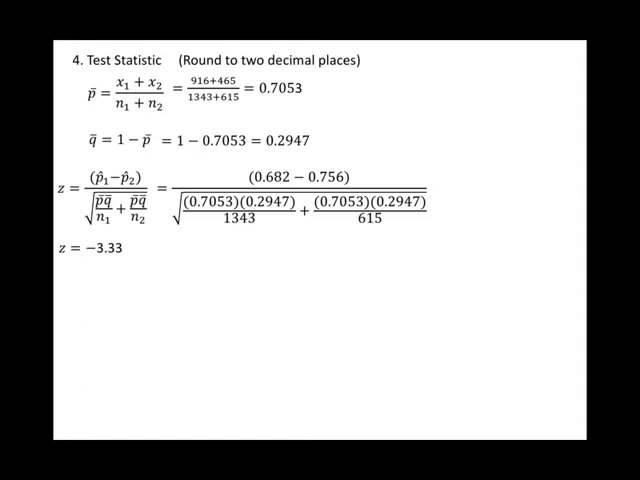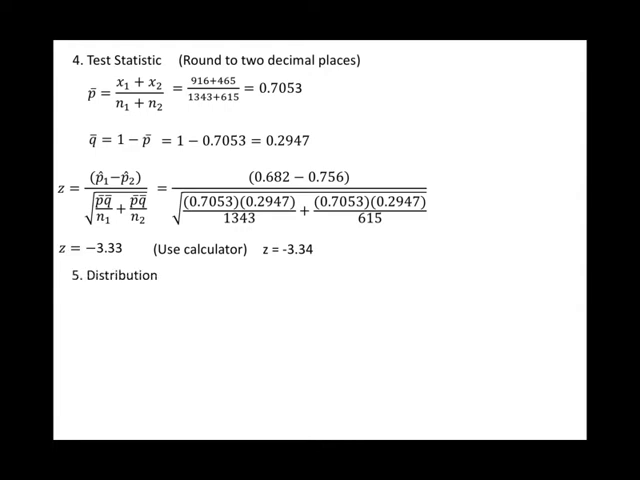Okay, you could see this is really complicated using the formula. So that's why I let you guys use your calculator directly to find the test statistic. If you use your calculator, you should find the test statistic should be negative 3.34. Let me finish this example and I will show you guys how to use your calculator.